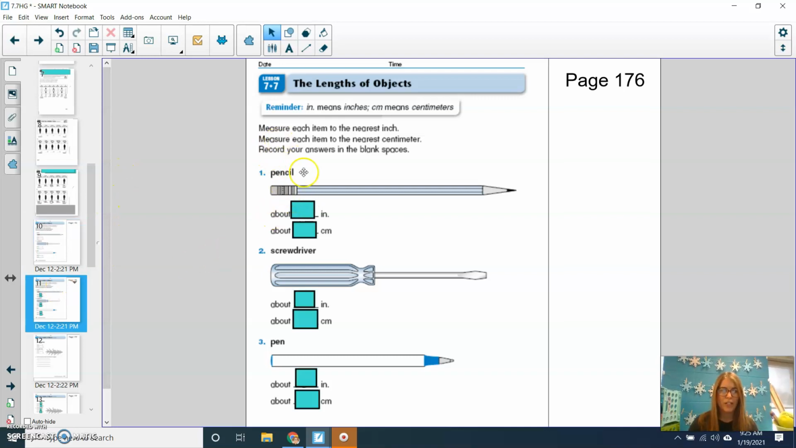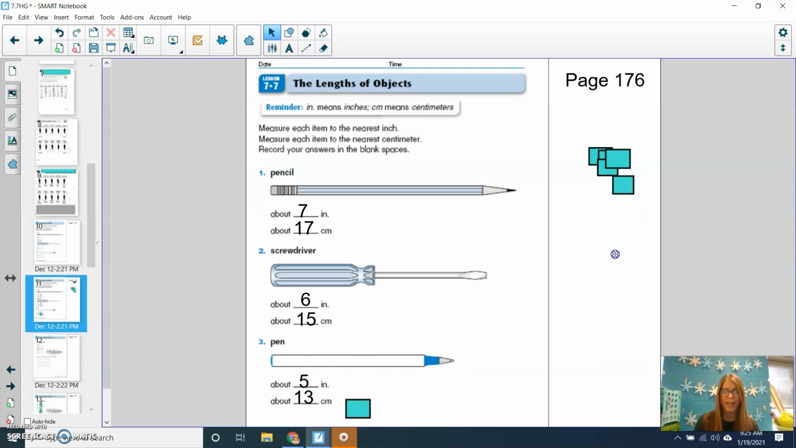All right, second graders, and hopefully you made sure that you were lining up your 0 on the one end to be able to measure accurately. But when you measure the pencil, you should have had 7 inches, and then you should have had 17 centimeters. Now, if you had something different, I'd like you to try measuring that one more time to see if you can fix your mistake. When you measure the screwdriver, you should have had about 6 inches, and you should have had about 15 centimeters. When you measured the pen, you should have had 5 inches, and then you should have had 13 centimeters. And again, if you had any different measurements, try measuring that one more time to see if you can get it to line up more accurately.